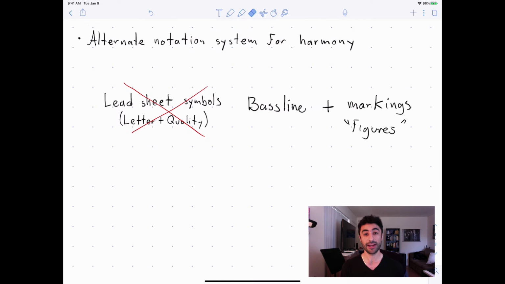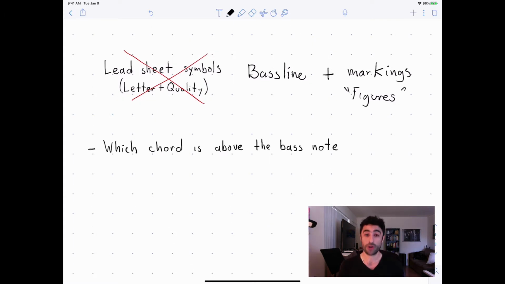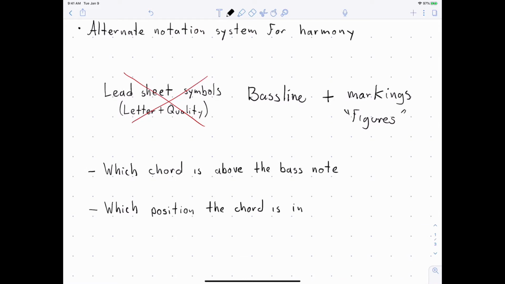Instead of the letter and quality, figured bass uses the bass line plus some markings or figures that tell us the intervals that are being sounded on top of that bass line. The cool thing is that just by knowing that, we can tell which chord is above that bass note, and it tells us what position the chord is in. So basically, which chord member is on the bass.